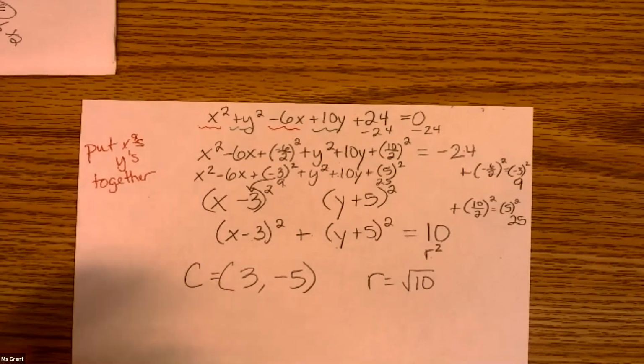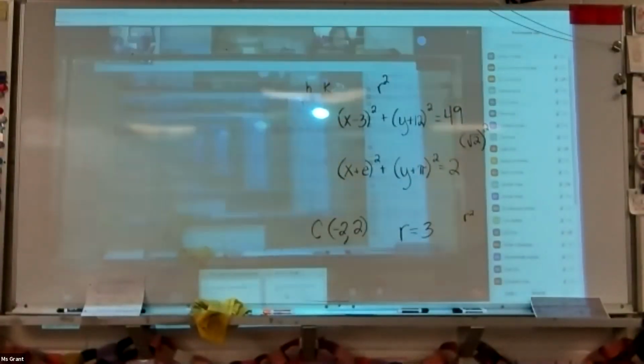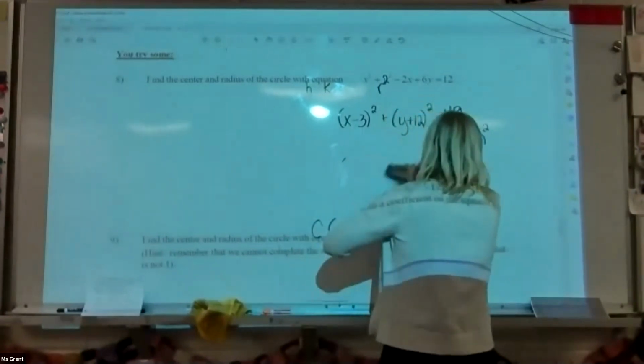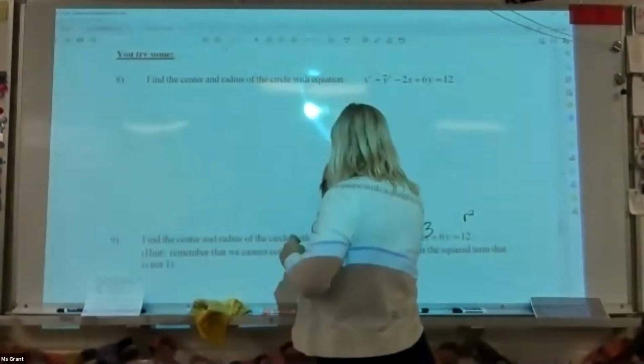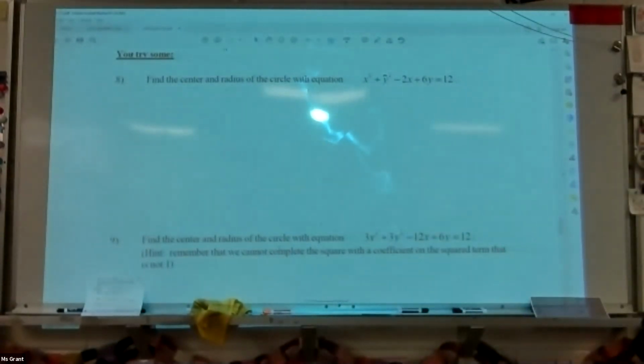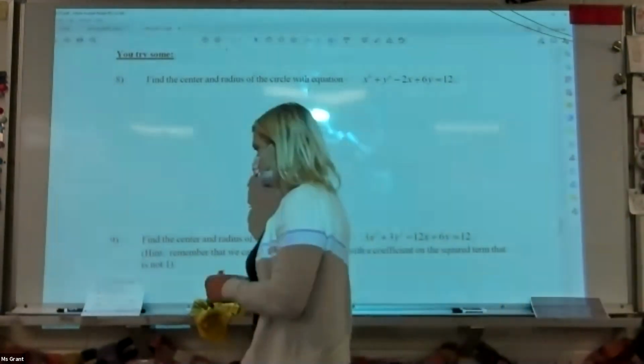So this was number 8. That was already done for you. But again, I think it's important that you see it. I'm now going to go back and do the next blank one in notes. Everybody with me? So that would be here. Number 8. So we're going to do this one basically just like I did. But put the x's together, put the y's together.